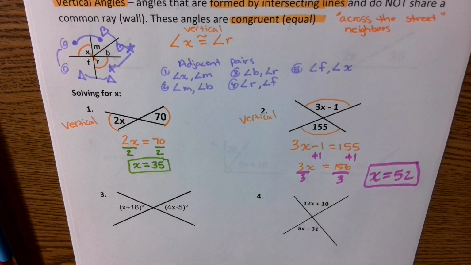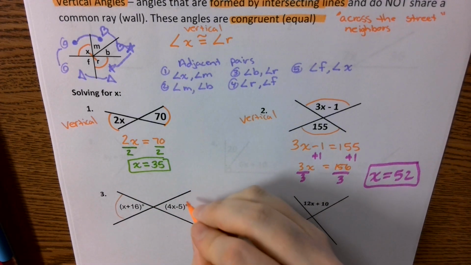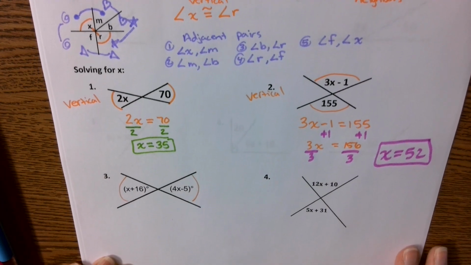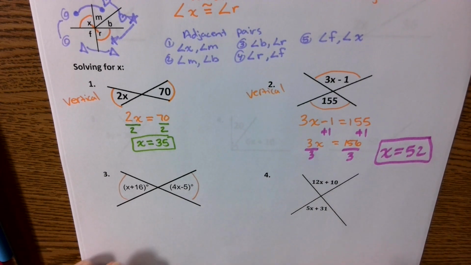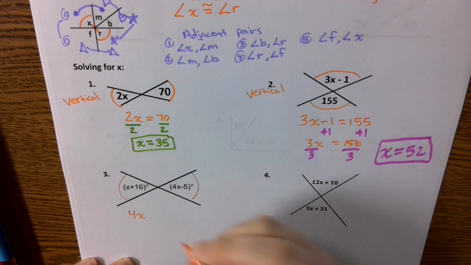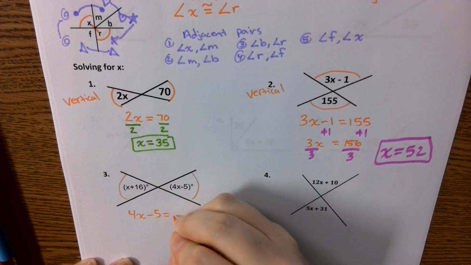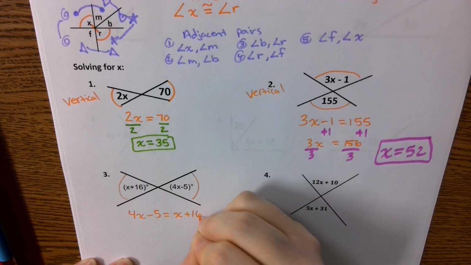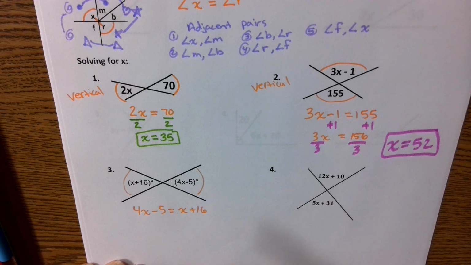Okay, what about for problem number 3? What did you get for your value of x, Sophia? X equals 7. Good. So we have x plus 16 is vertical to the 4x minus 5. Doesn't matter how I set it up. I could put x plus 16 is equal to 4x minus 5, or I could do 4x minus 5 is equal to x plus 16. It really doesn't matter. I'm just going to put 4x minus 5 is equal to x plus 16. The only reason I chose to do it that way is so that the larger value of x is already on my left side. Makes it a little easier, less likely to deal with negatives.